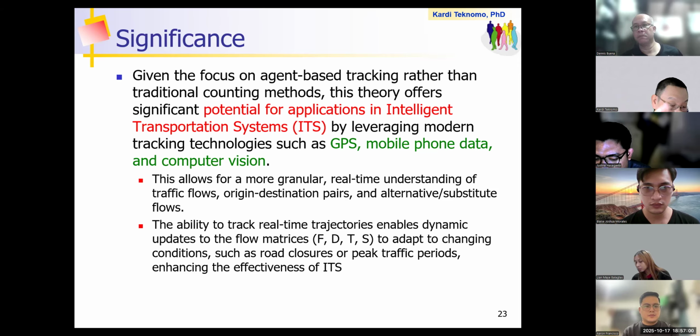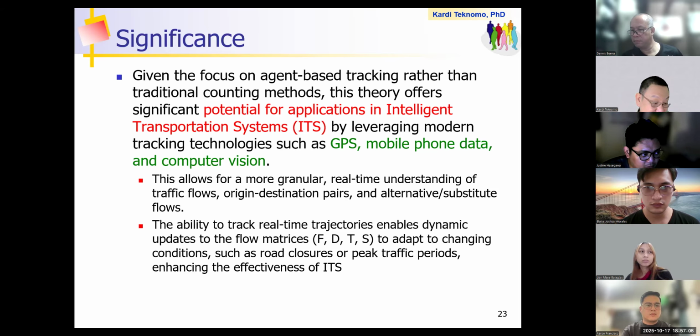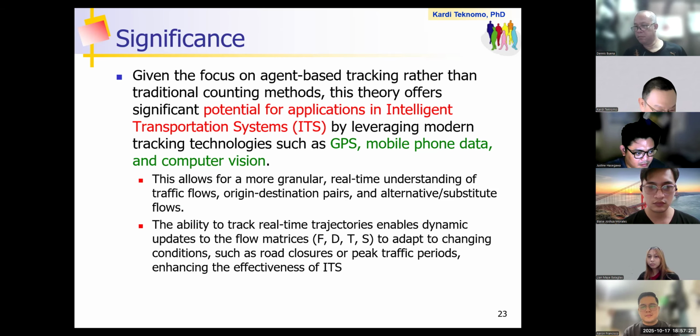If you still do counting, click, click, click on the street, that's the old-fashioned way. For small studies, fine, but why do you still rely on 1960s technology when you are already in 2025, with AI already around for 3 years, right?